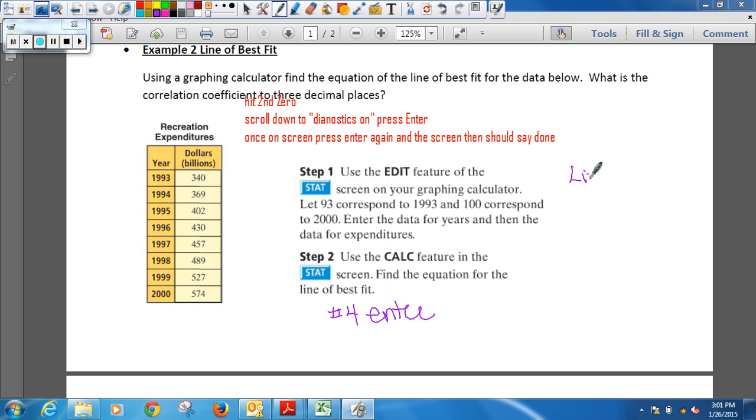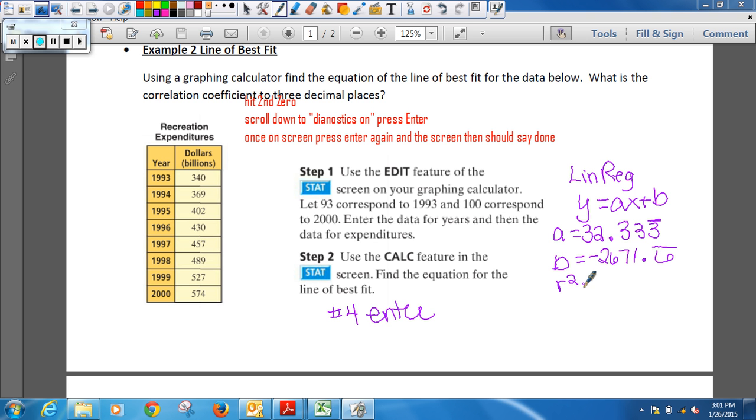It says the following. It says line regular y equals ax plus b. So instead of m, they're using an a for whatever reason. It says a equals, in my case it enters 32.333. The 3's are repeating. B is negative 2671.6 repeating. It gives me an R2 number. I'm not going to write that down because we aren't concerned with that. And then my R number is 0.9964509, and it keeps going.